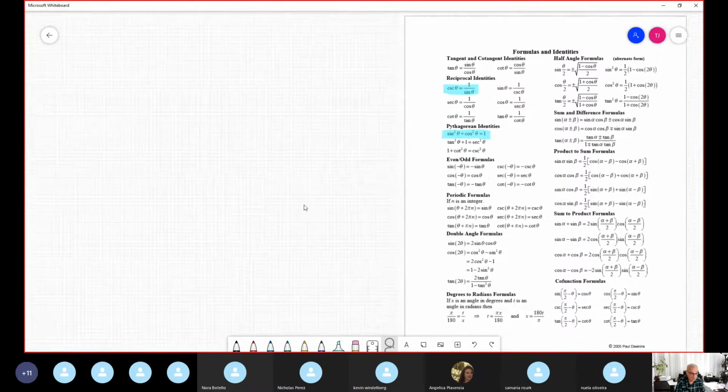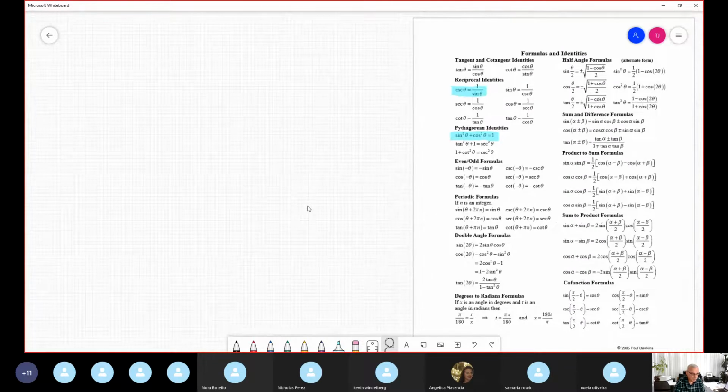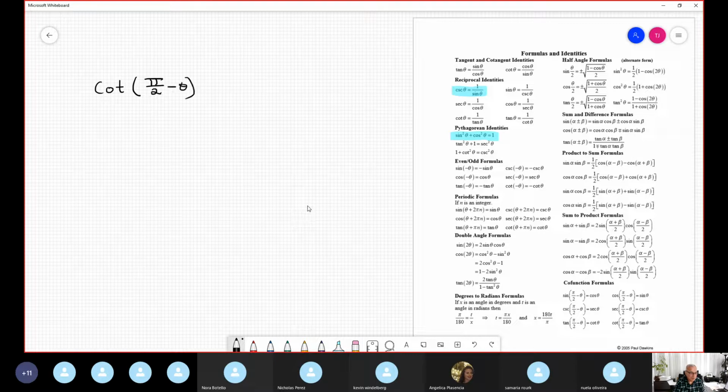Okay, let's come back to the next one. The next one, this is a little bit complicated. Not complicated, it's a little bit weird. This is cotangent of pi over 2 minus theta, multiplied by cotangent theta, equals 1.